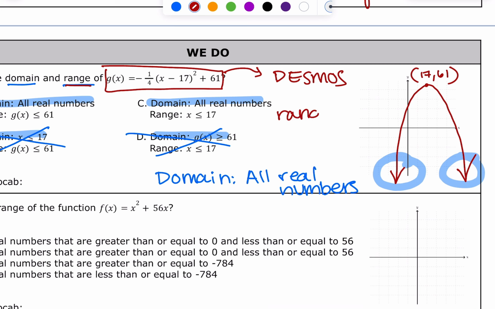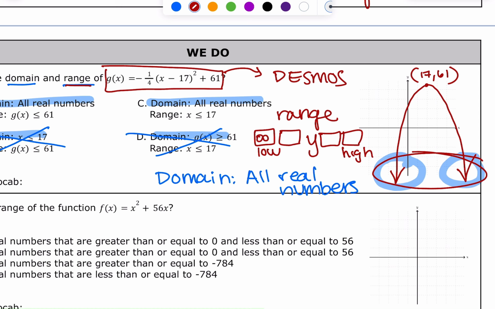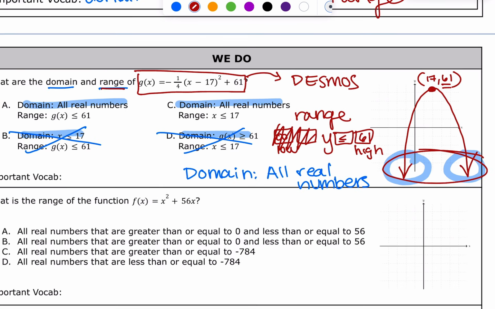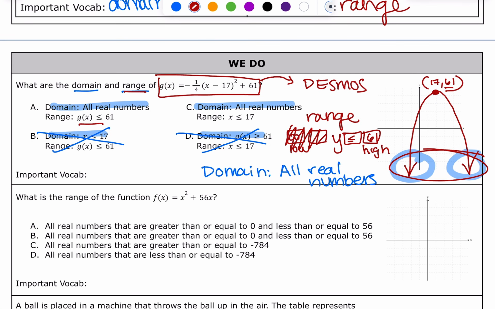And remember, range is box, box, Y, box, box. Low to high. In this situation, I have 2 arrows on my low side, so I'm going to put the infinity symbol. That means I need to get rid of that side. Doesn't even matter. So now my Y value is 61. That goes here, and we assume this is a closed point.